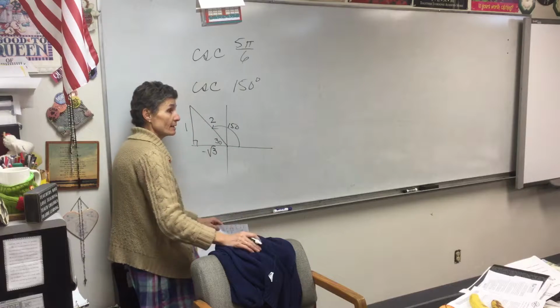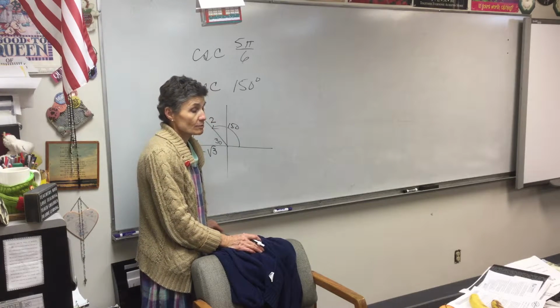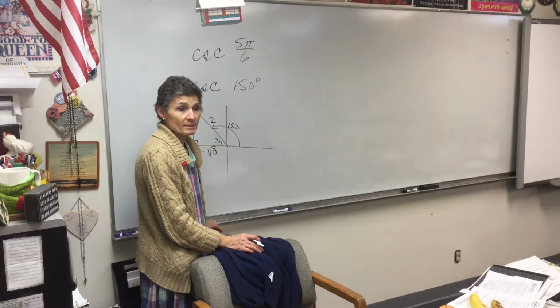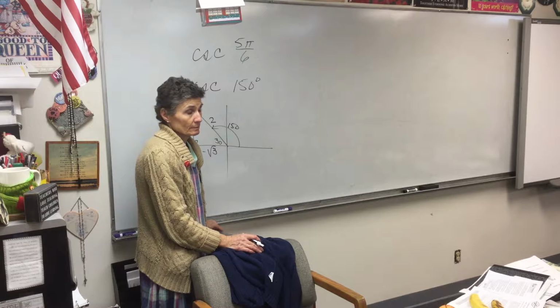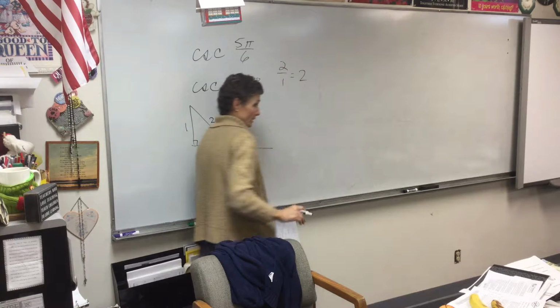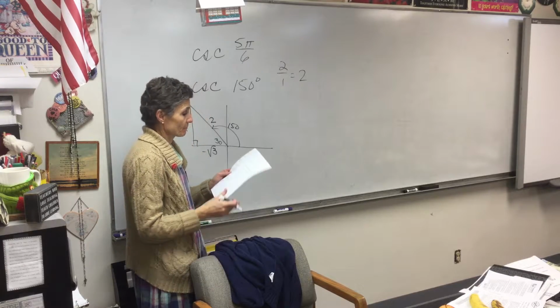I need the cosecant. What's the cosecant? Cosecant is hypotenuse over opposite. Right? Hypotenuse over opposite, so that would be 2 over 1 or 2. Done. Easy.